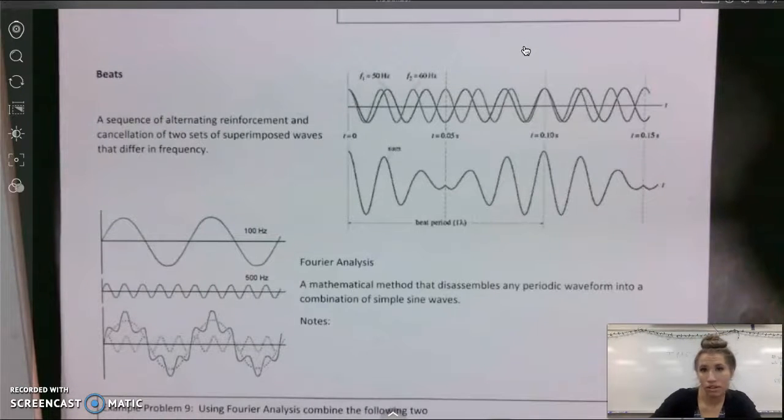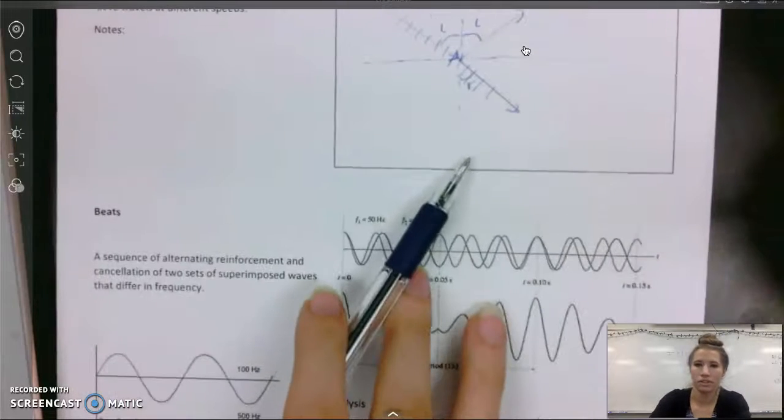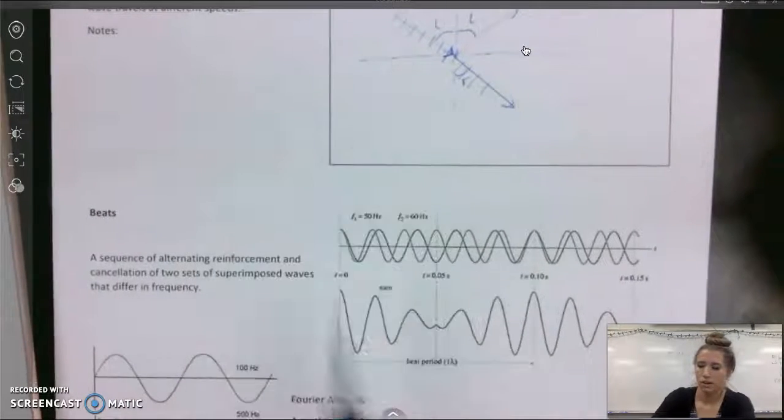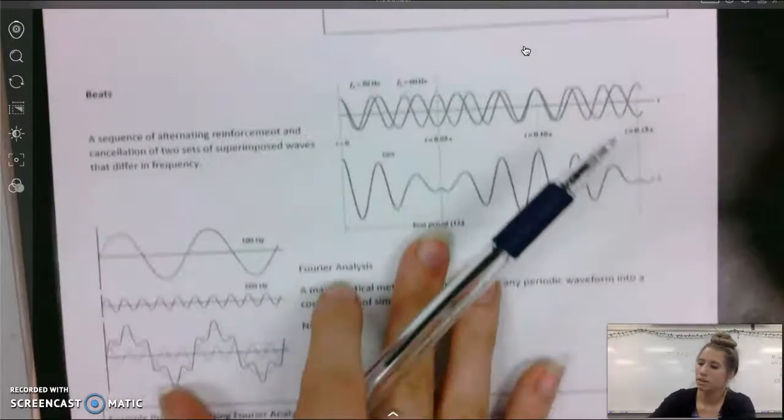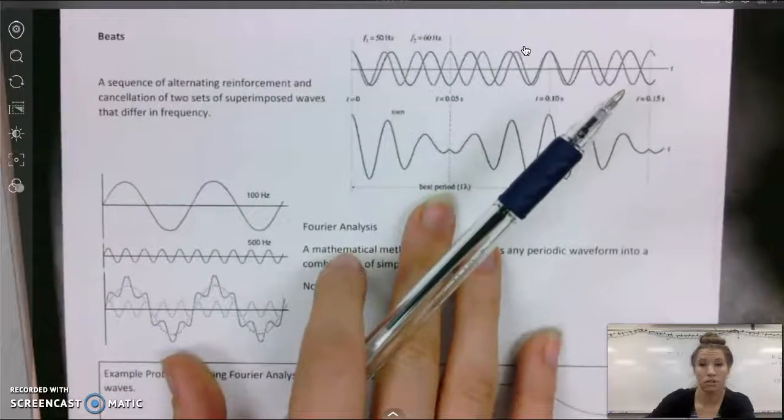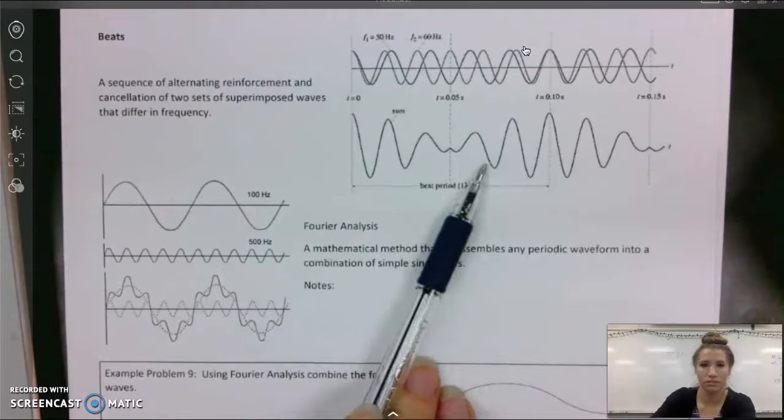There's a couple videos that are posted on the same day with the notes. One addresses speed of waves, and then one is an example of a beat where we have two frequencies. And so I want you to make sure you watch those so you can hear this interaction, okay?